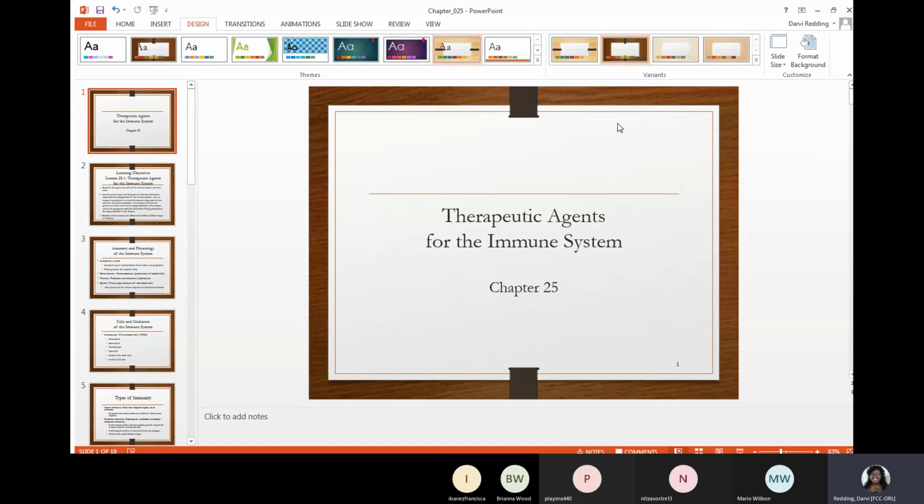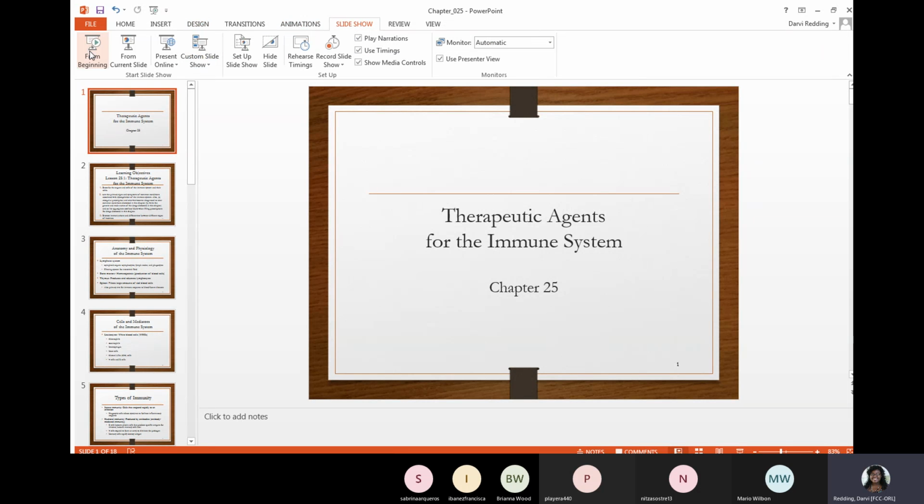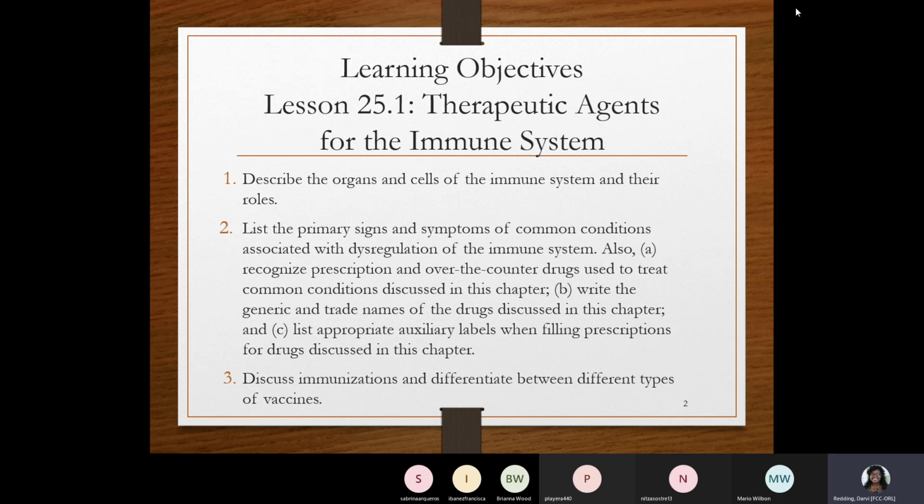All right, so today we are talking about Chapter 25, Therapeutic Agents for the Immune System. In this particular chapter, we will be going over the following objectives. The objectives in this chapter include everyone being able to describe the organs and the cells of the immune system and their roles.